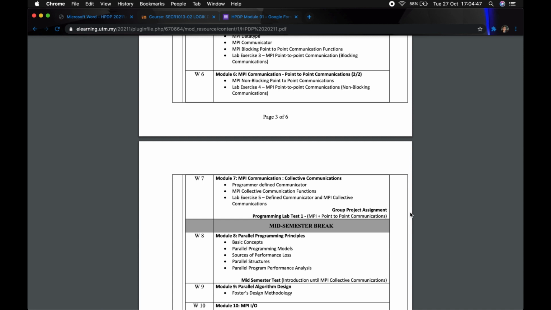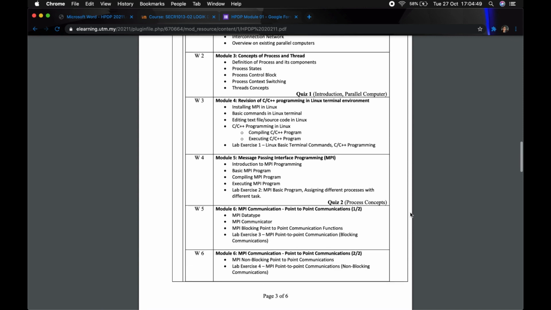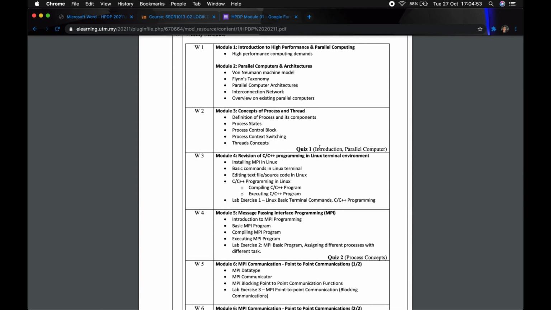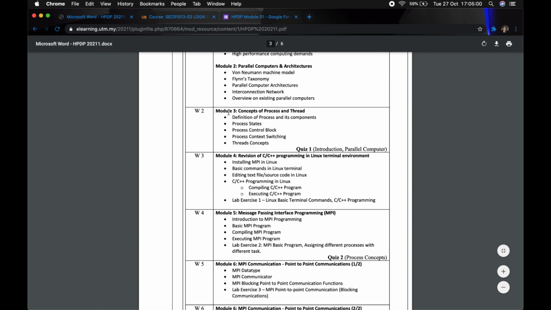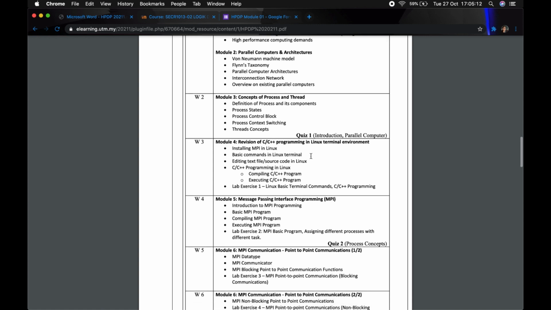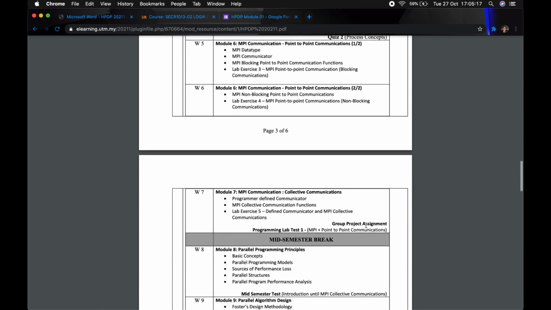So there is also an assignment on that. You can see when your quiz is. Your quiz 1 is on introduction to parallel computers. It is supposed to happen in week 2, but I can see that we're going to do it next week. The quiz is basically all online in the e-learning itself. And then there is quiz 2, which is on process concepts, and so on.